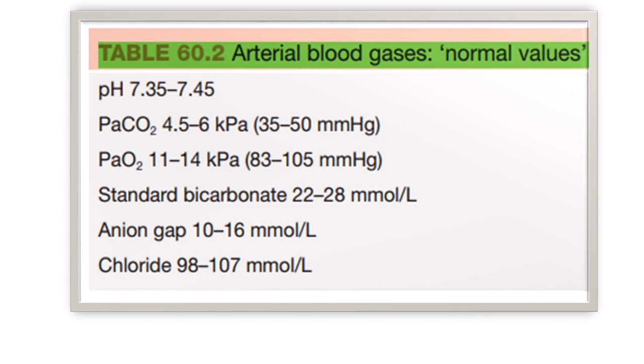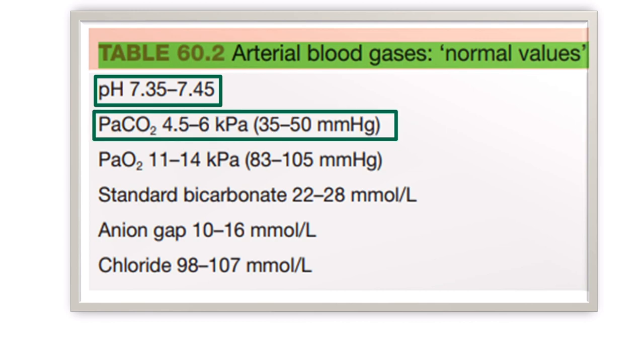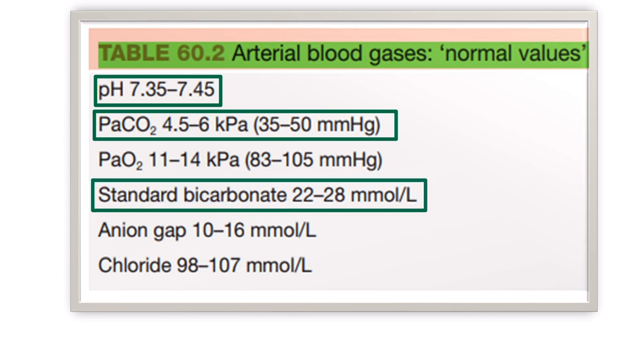First of all, see the normal parameters which we have to remember very carefully. pH is 7.35 to 7.45. Partial pressure of carbon dioxide is 4.5 to 6 kilopascal. Standard bicarbonate level is 22 to 28. These three parameters we should remember very carefully. With them, partial pressure of oxygen is 11 to 14 kilopascal, anion gap 10 to 16, and chloride is 98 to 107 millimole per liter.